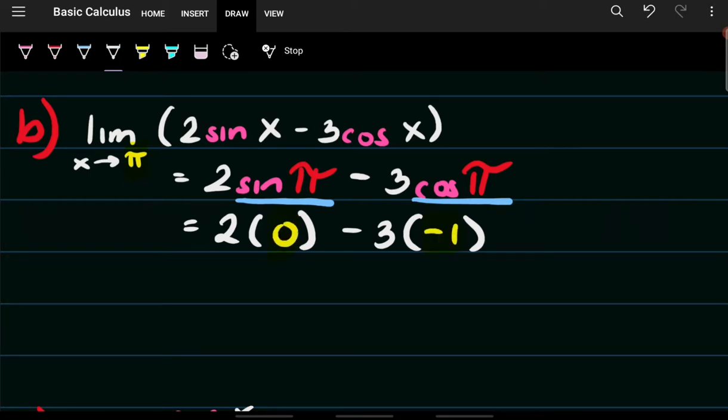Now let's simplify. 2 times 0 is equal to 0. Negative 3 times negative 1 is positive 3. Simplify 0 plus 3, meaning the final answer is equal to 3. So that's the limit of 2 sine x minus 3 cosine x as x approaches pi.